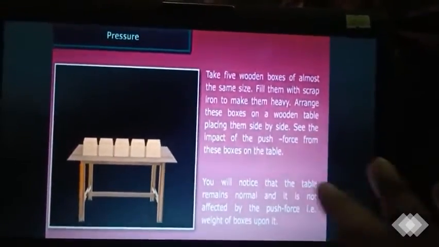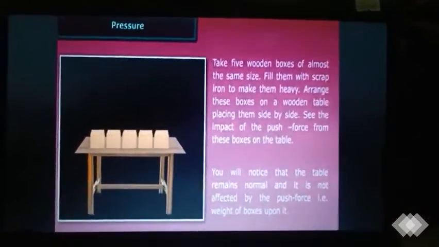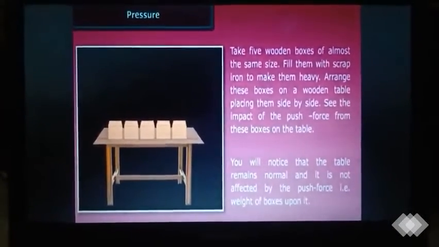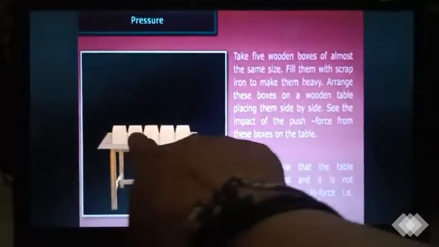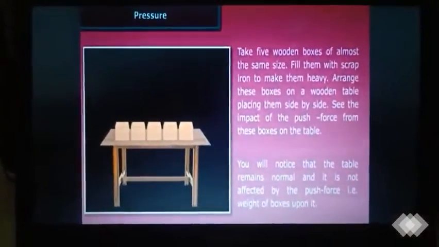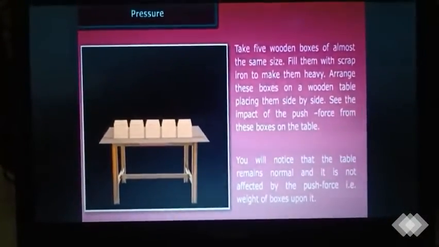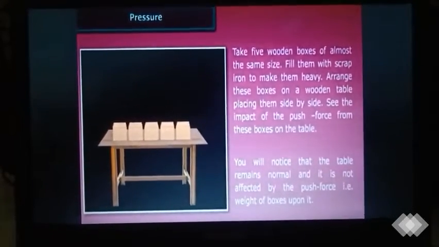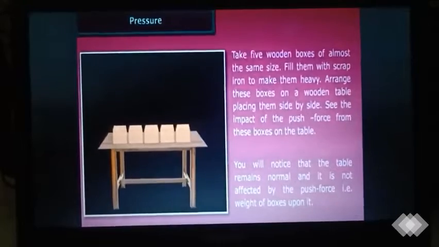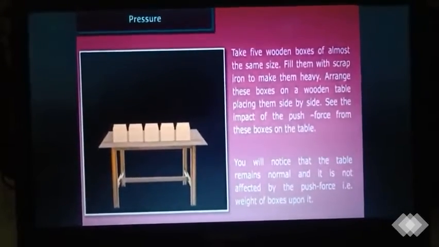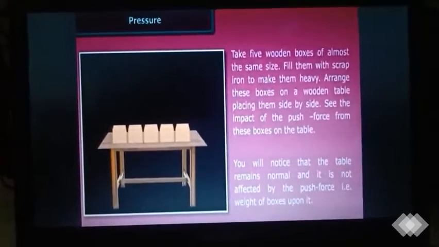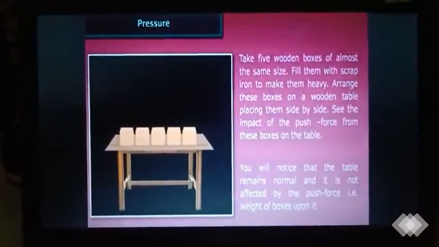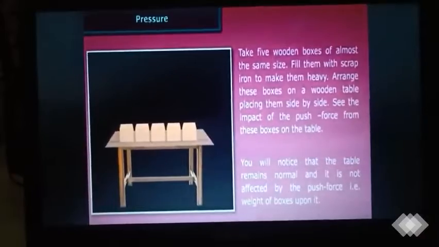Before that, let me explain with another example. Look at this picture. Take 5 wooden boxes of almost the same size. Fill them with scrap iron to make them heavy. So I am putting iron pieces inside the wooden boxes so that they will be a little heavy. Arrange these boxes on the wooden table, placing them side by side. I am placing one box near the other. Okay, that is side by side.